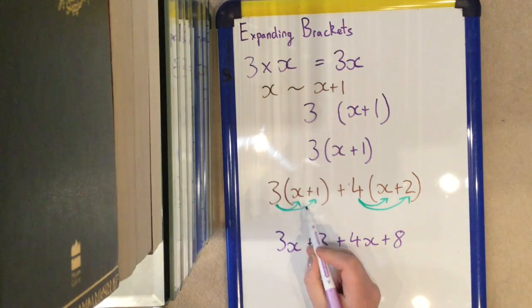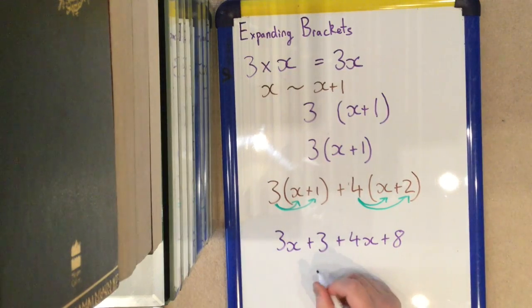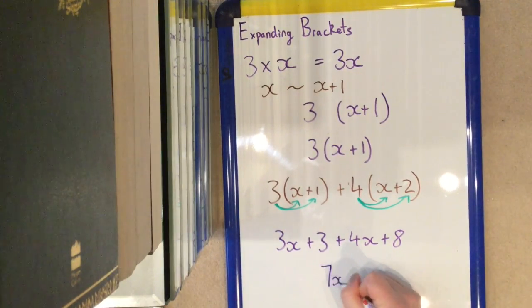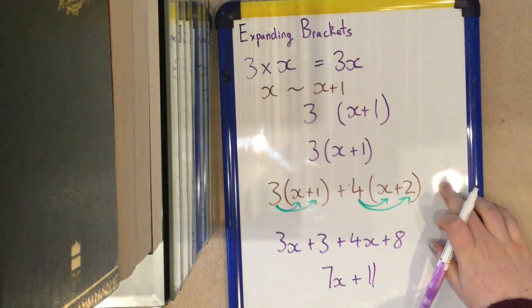Each of these arrows generates one of these terms in this expression, which means eventually we get 7x plus 11, which is much simpler than this long ugly thing.